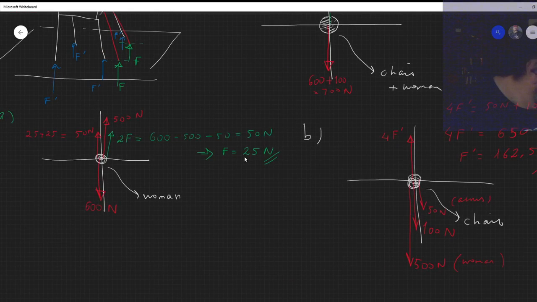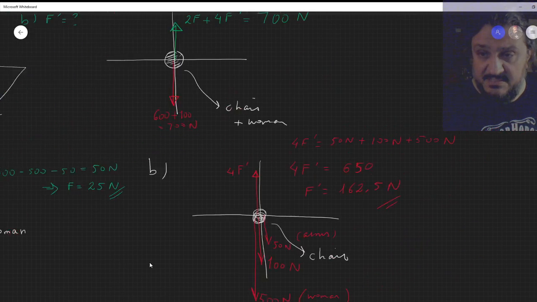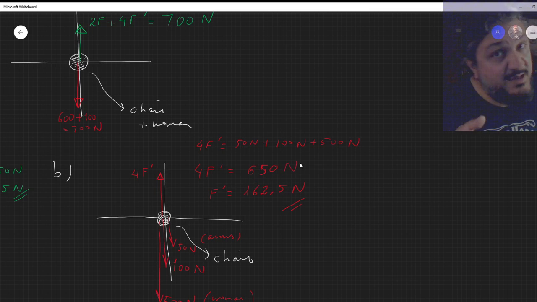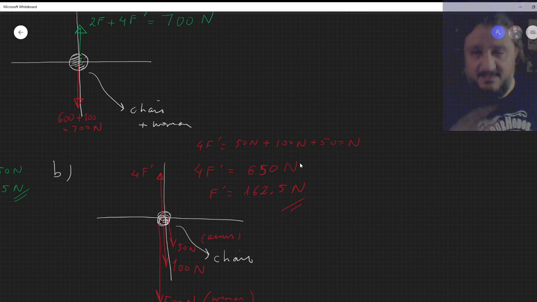Fine. Part B, 650 newtons upward. That's what we found. 650 newtons upward. Again, I assume that each leg would carry the same. Doesn't have to be the case. I mean, you can lean on the front or back. You may distribute your weight not evenly on the legs, so that was an assumption on my part. You have to add an assumption. The total is 650, fine.